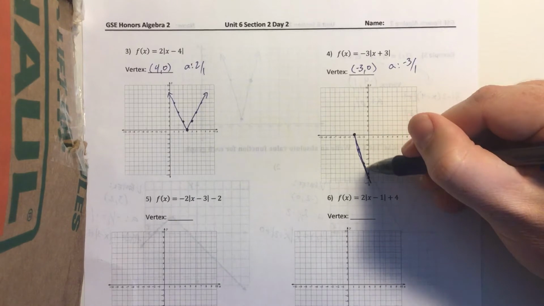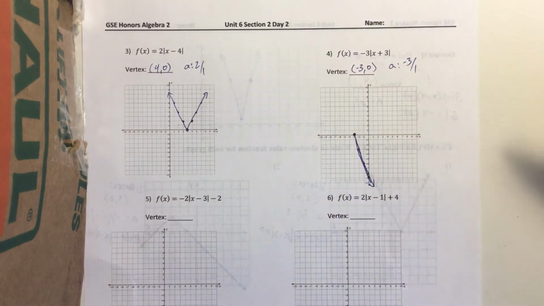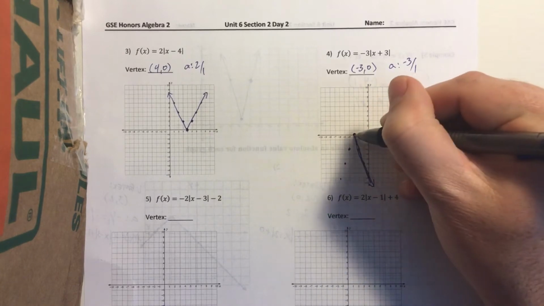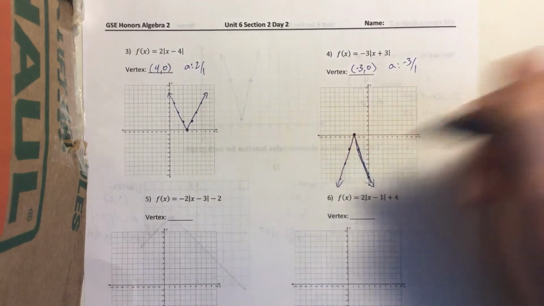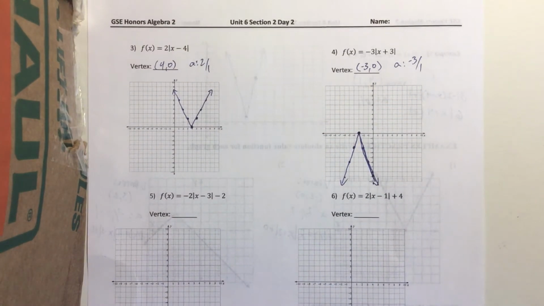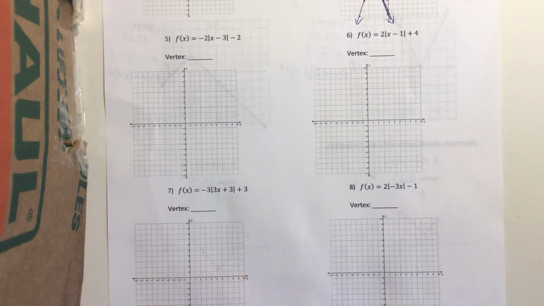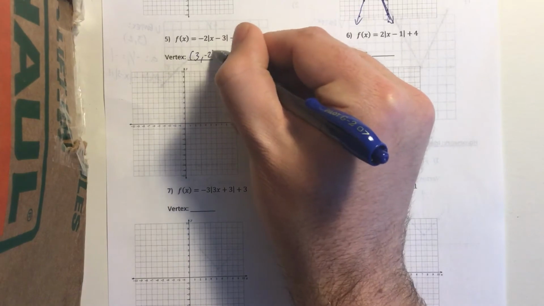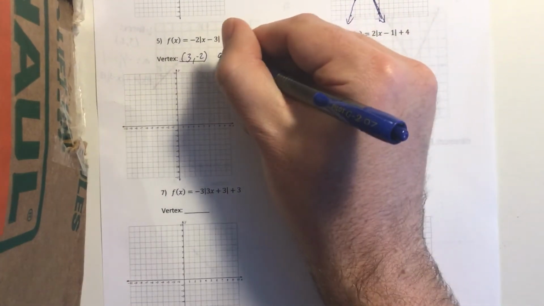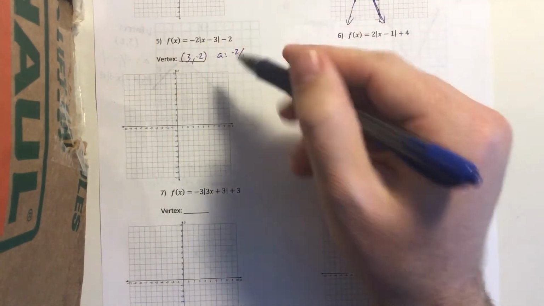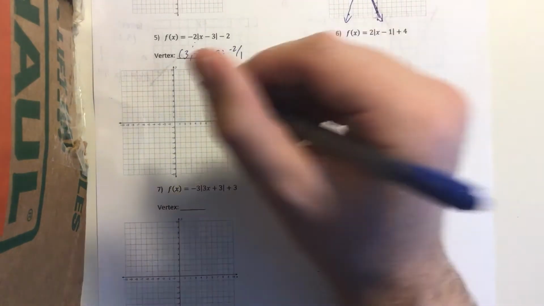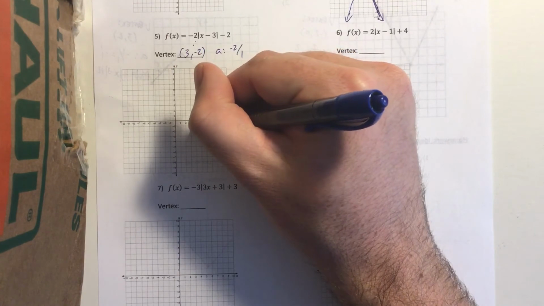Hopefully your lines are a little straighter than mine. And we want to do the same thing on the other side. There we go. Number 5. Vertex is at 3, negative 2. And the a value is negative 2 over 1. Or just negative 2, but I'm going to put it over 1 for our slope. If I plot my point, 3, negative 2.